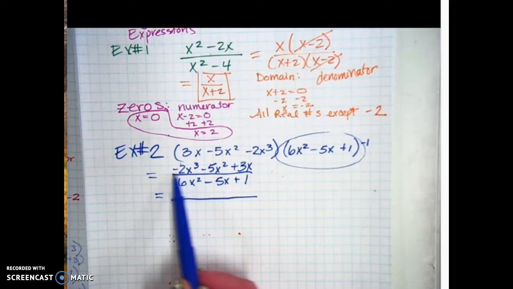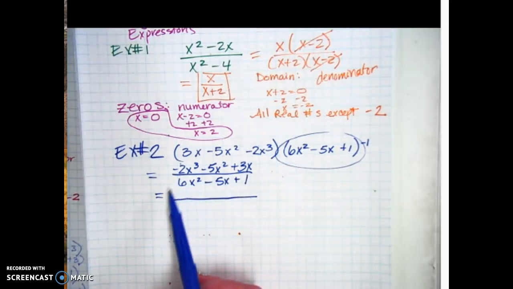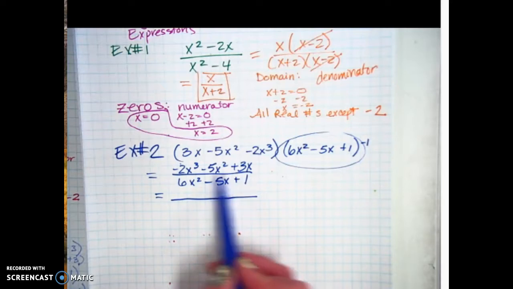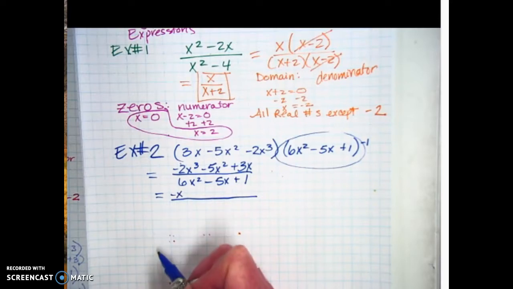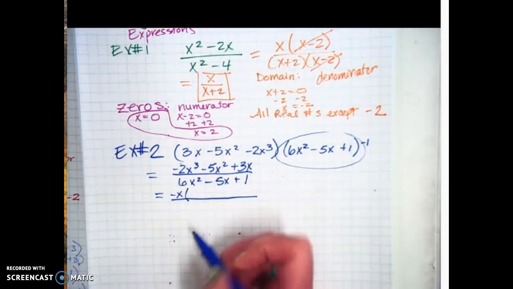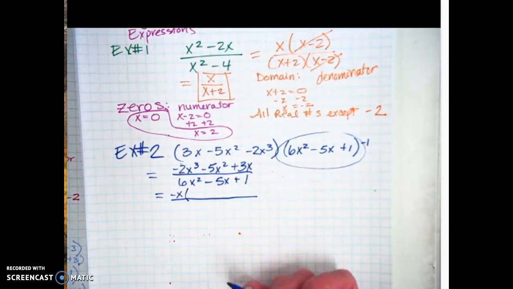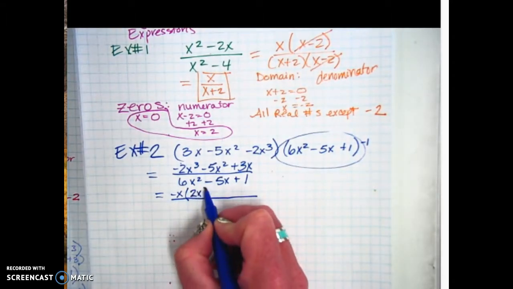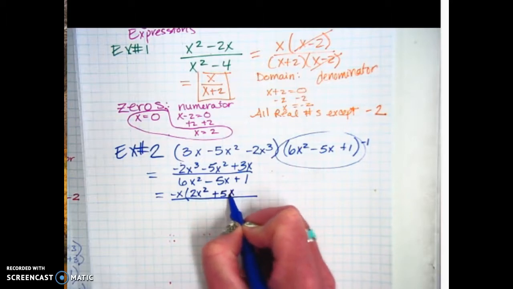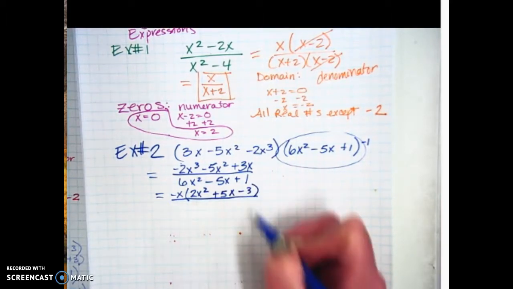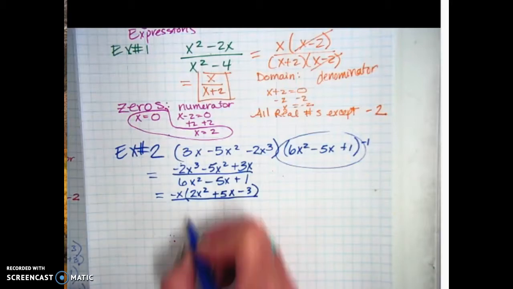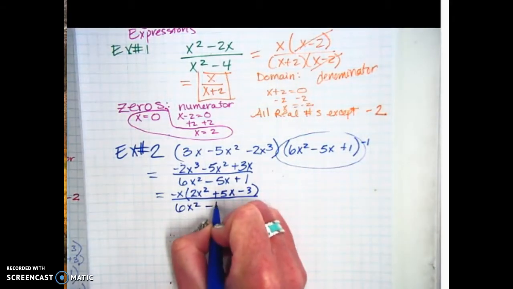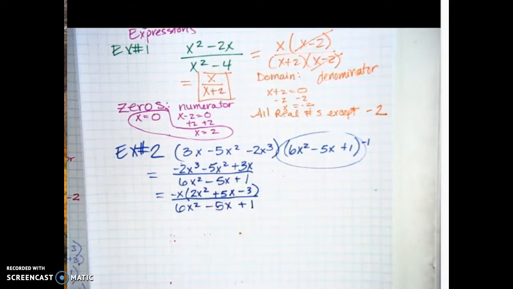So in the numerator, is there a GCF? Yes, they all have a what? An x, and the leading coefficient has a negative. So I'm going to factor out a negative x, which is going to make my leading term positive 2x squared, then a 5x, and then a minus 3. Is there a GCF for the denominator? I don't see one, right? So I'm just going to write 6x squared minus 5x plus 1.